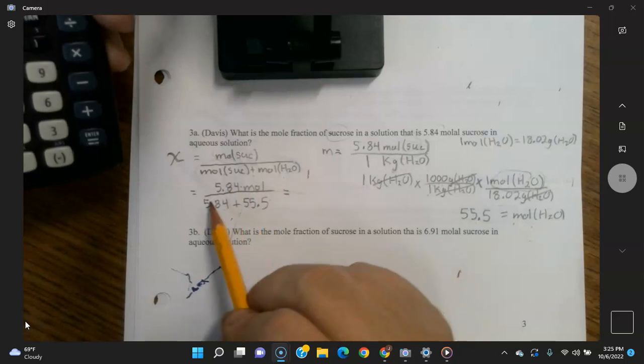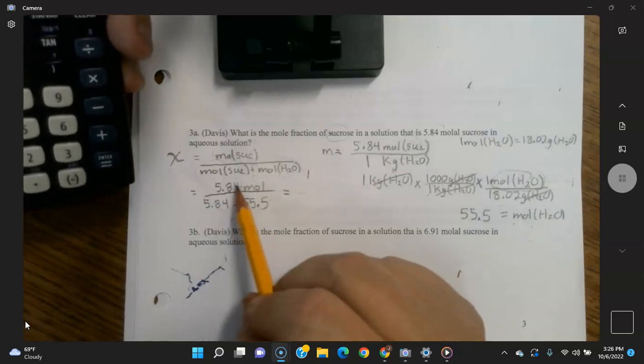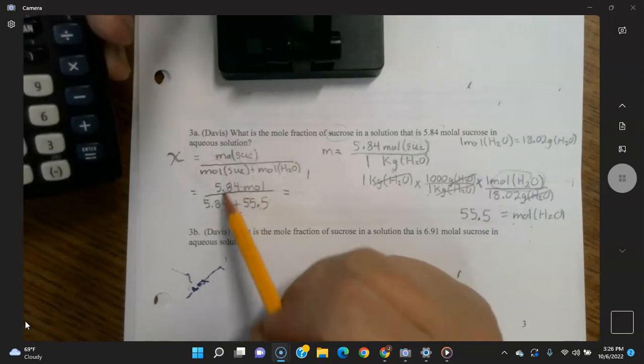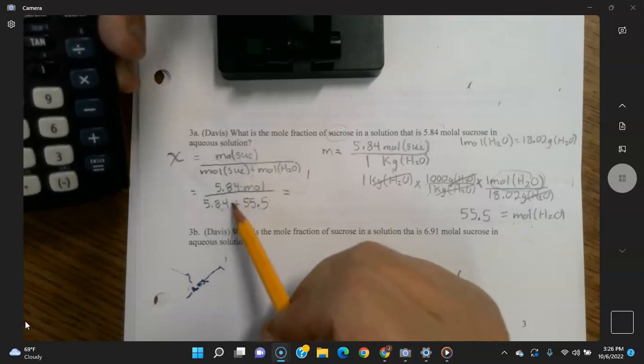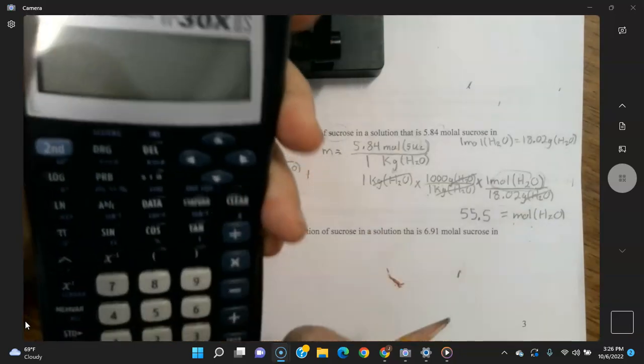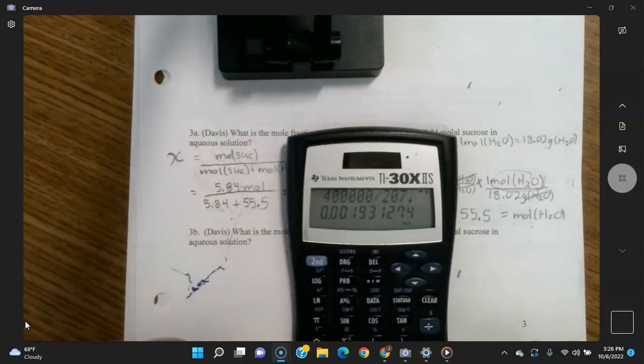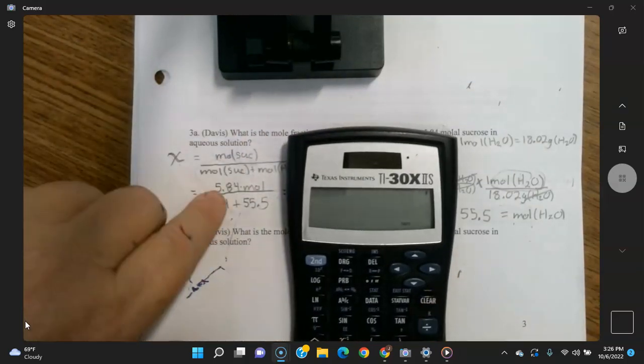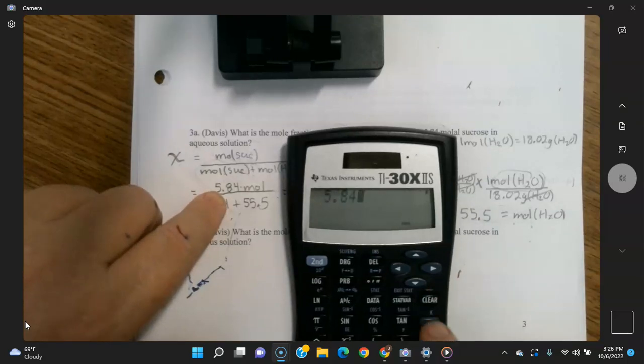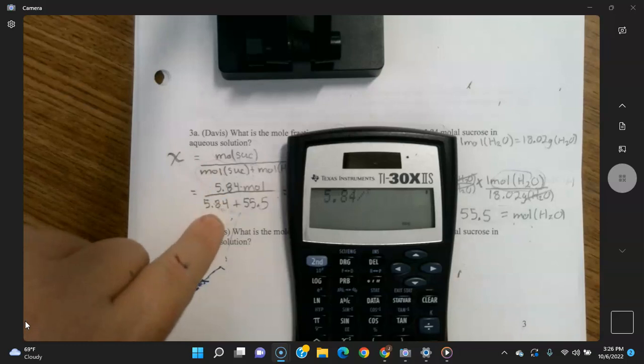You're going to divide this by these two things put together. But remember, a calculator wants to do a division. It does PEMDAS, order of operations. It wants to do divisions before additions. So let me show you how I do this. Right here. It's 5.84 divided by, and now I've got to put this addition in parentheses.